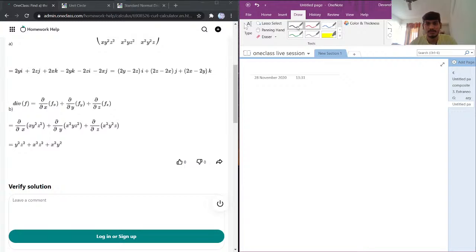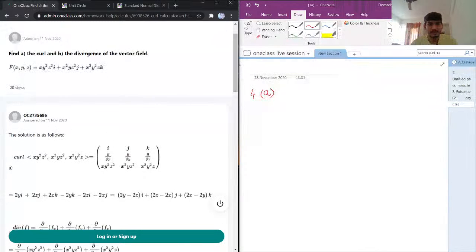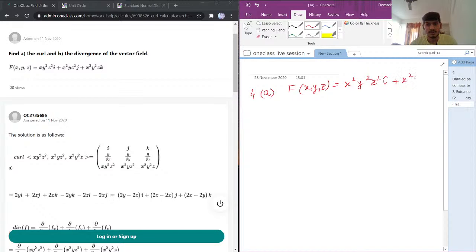I'll go to a new page because we'll be needing the space. So this was question number 4 and A. I'll just again write my vector field: f of x, y, z equals x y square z square i cap plus x square y z square j cap plus x square y square z k cap.